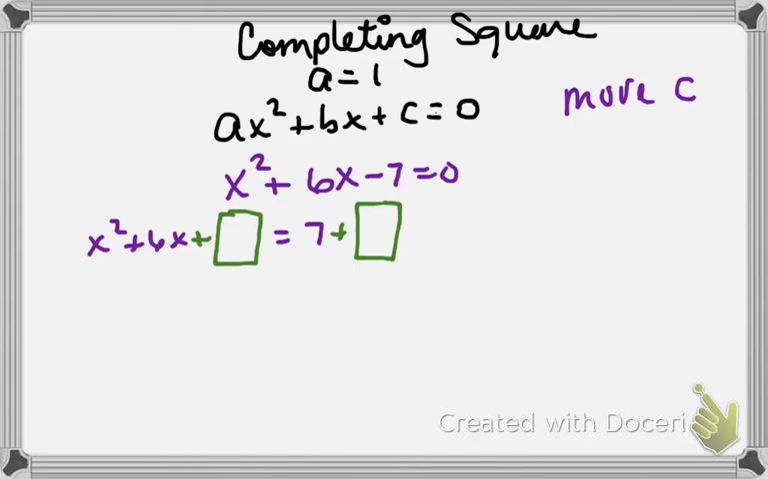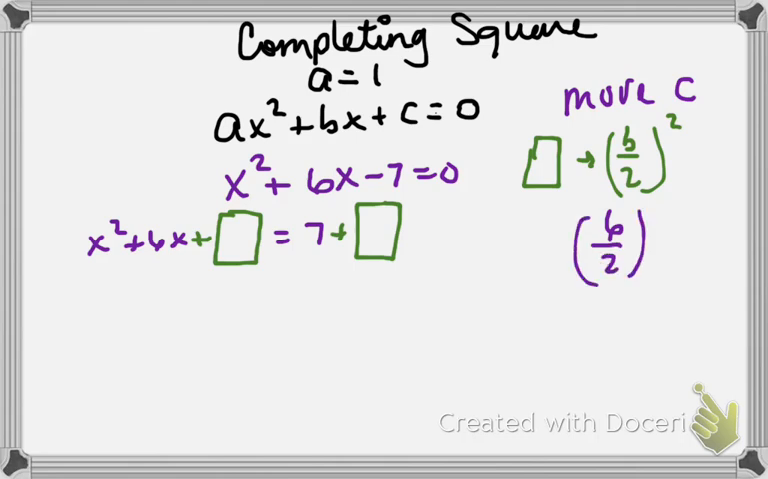So how do we find what goes in the box? To find what goes in the box, you take b divided by 2, and you square it. In our case, b is 6. So b is 6. We're going to divide it by 2, and that's 3, which we square.